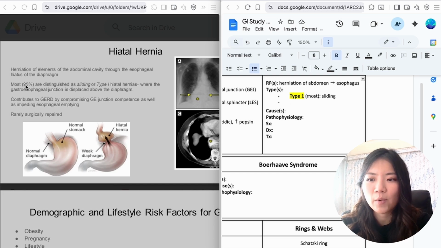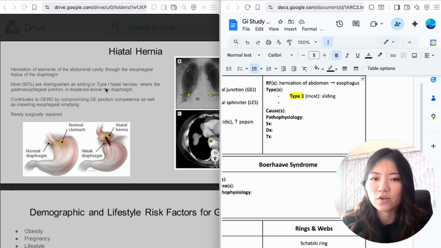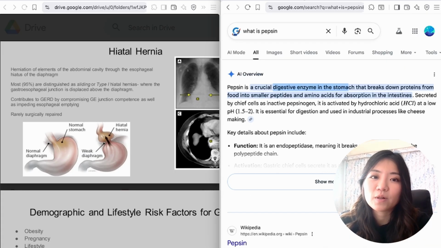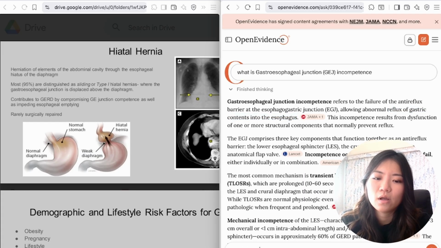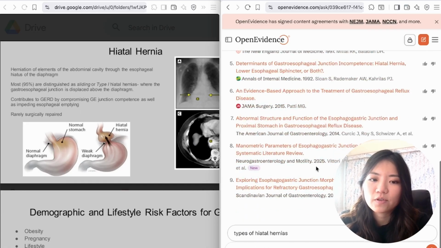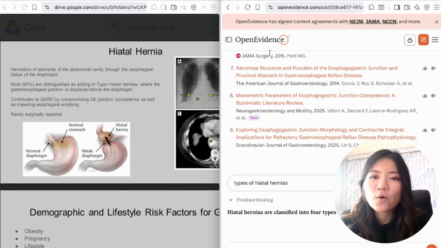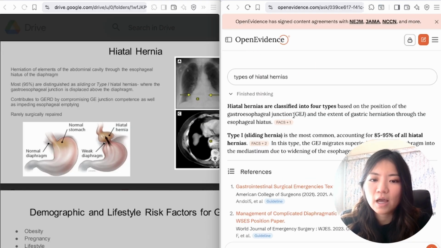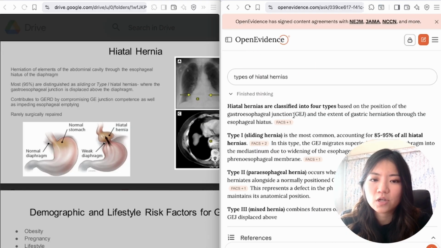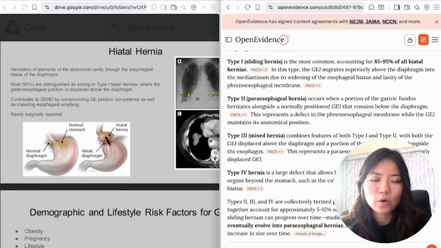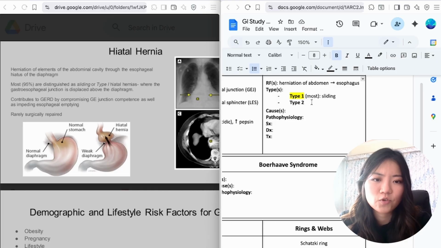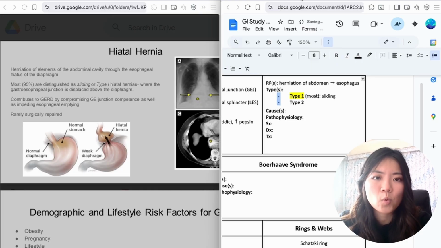So this said most of them are type 1s. The fact that there is a type 1 implies that there is a type 2. So what I would do is I would separately type in types of hiatal hernias and then wait for that to come up, just so I would know the others, because I think having a complete list is important. Type 2 and type 3 were, I didn't even know there was type 4 actually. So type 2, again, highlight the most common. So that's why we highlighted type 1.